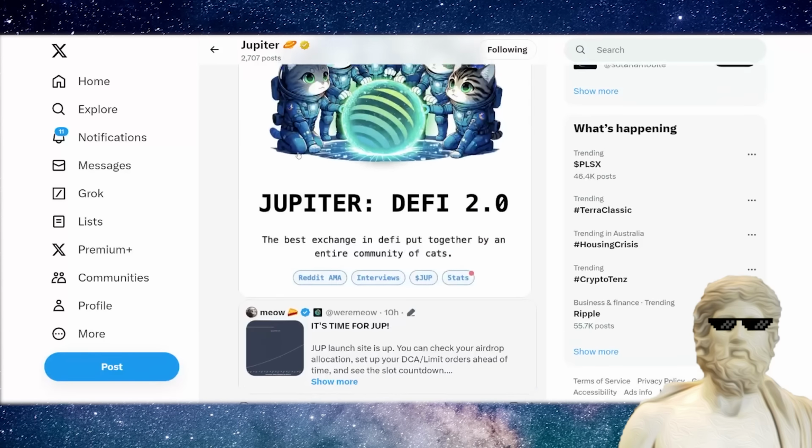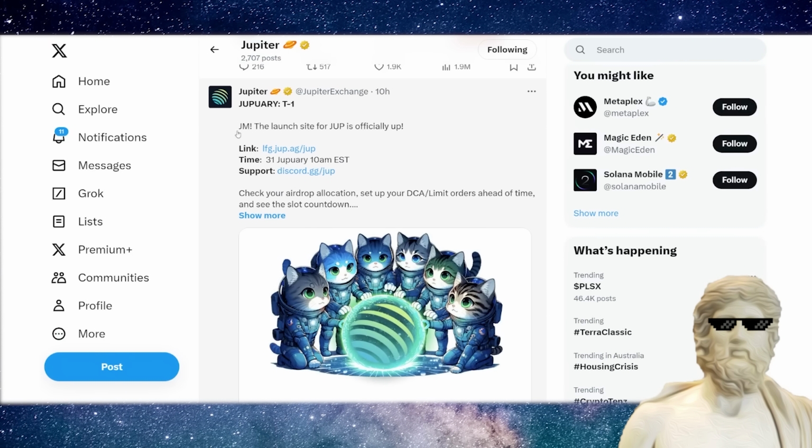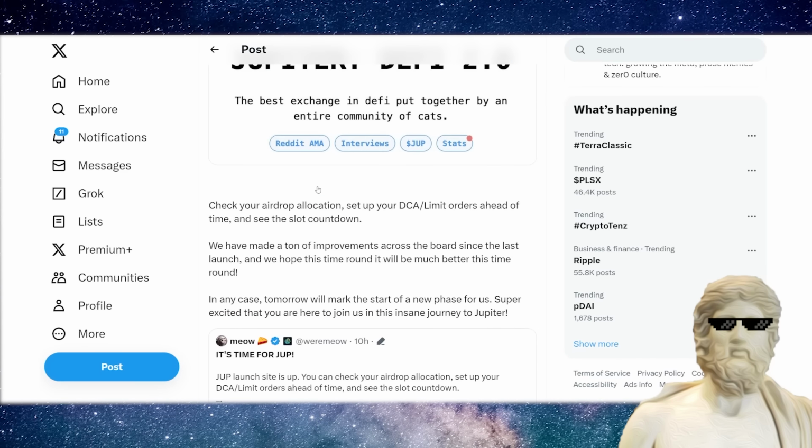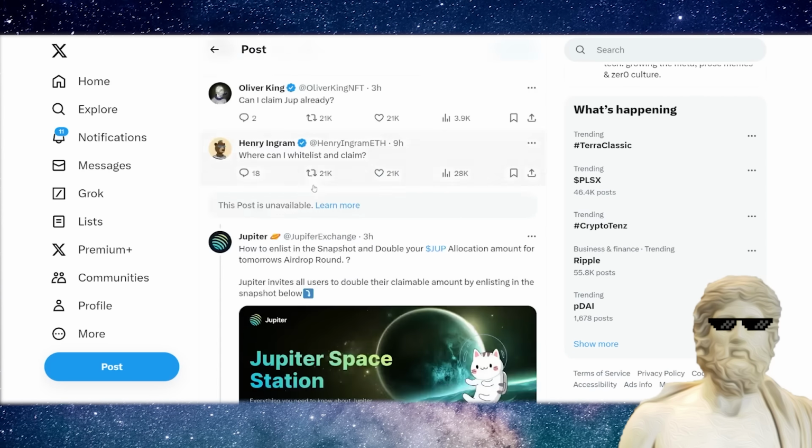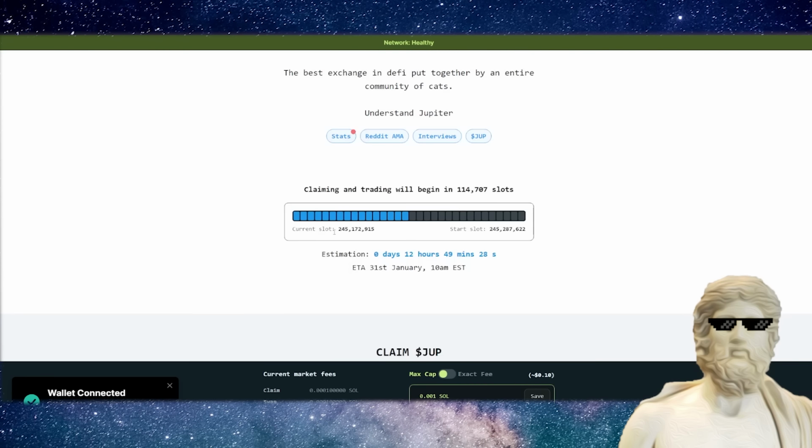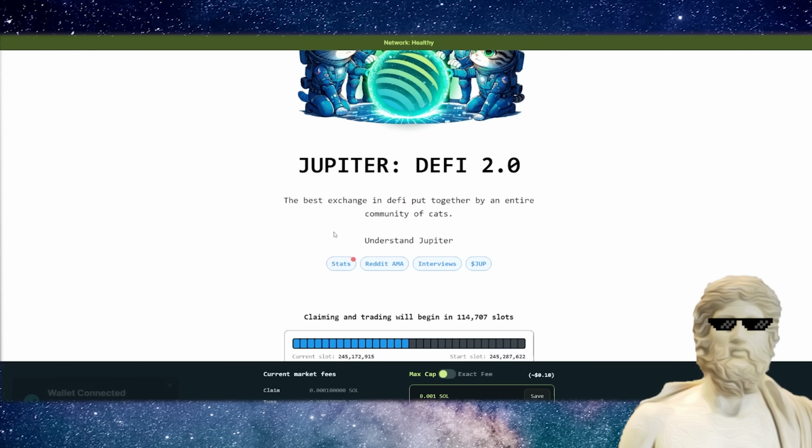So you can see right here, the launch site for Jupe is officially up, lfg.jup.ag/jup. 31st of Jupuary, 10 a.m. EST. So that is literally today, 10 a.m. This is when airdrop allocation is kicking off right here. So if you want to understand if you do qualify for the airdrop, you can connect to this website. I'll leave it in the description of this video, lfg.jup.ag, and it'll tell you if you have an allocation.